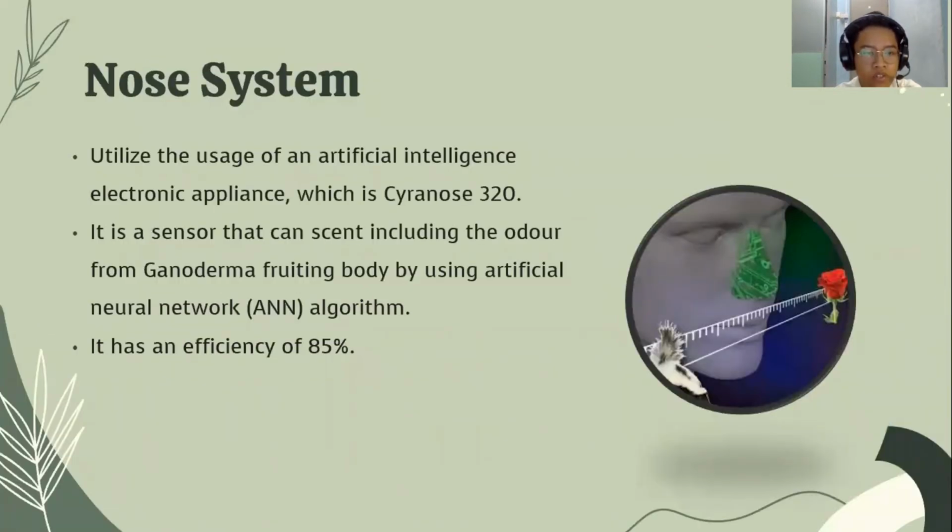I will introduce the nose system. It utilizes an artificial intelligent electronic appliance, which is the Cyranose 320. It is a sensor that can sense the odor from the Ganoderma fruiting body by using an artificial neural network, ANN, algorithm. It has an efficiency of 85%.